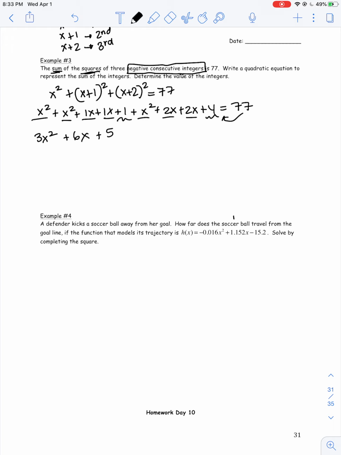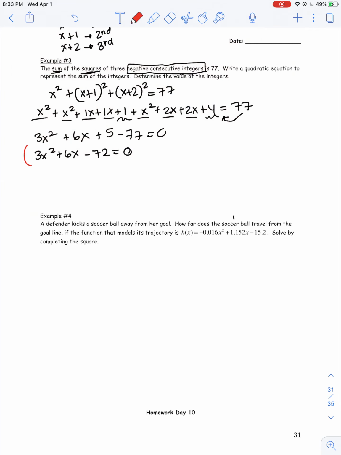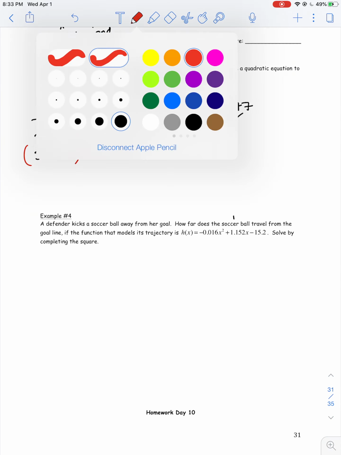But you're going to have to bring that 77 over by subtracting 77. And that equals 0. So you're going to get 3x squared plus 6x minus 72 equals 0, which now we're going to complete the square. We're going to put brackets around your first two terms.